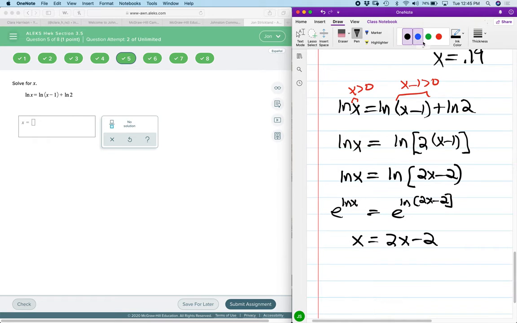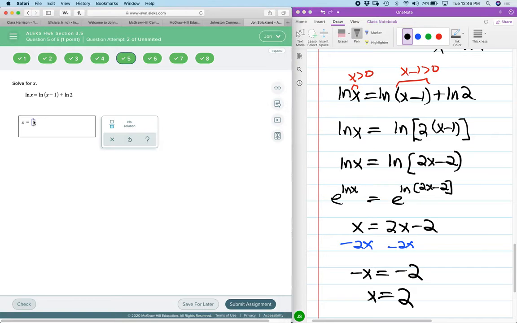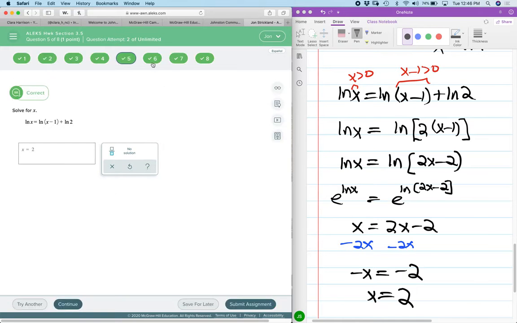Working out x by itself, we join this with the subtraction of 2x. x minus 2x is negative x. Negative x is equal to negative 2, and we have that x is equal to 2. Again, 2 is greater than 0, and 2 minus 1 is 1, also greater than 0. If we check what we have in the set, the result is correct.